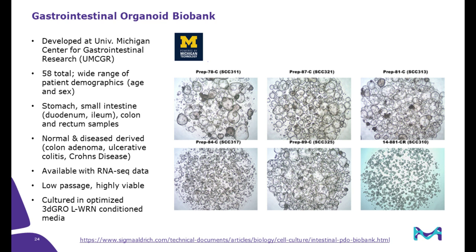We now offer a comprehensive biobank of highly characterized tissue-derived human gastrointestinal organoids from normal and diseased patients, which have been developed by researchers at the University of Michigan Center for Gastrointestinal Research. There will be a total of 58 PDOs derived from the stomach, the duodenum, the ileum of the small intestine, colon, and rectal samples, 17 of which have recently launched, and RNA-seq data for each is available.